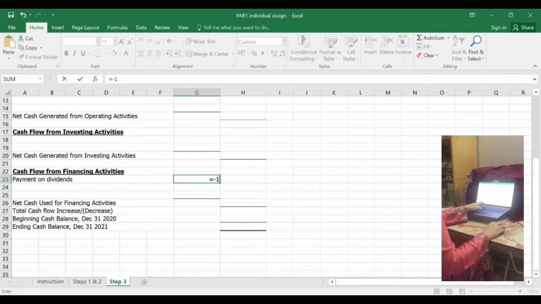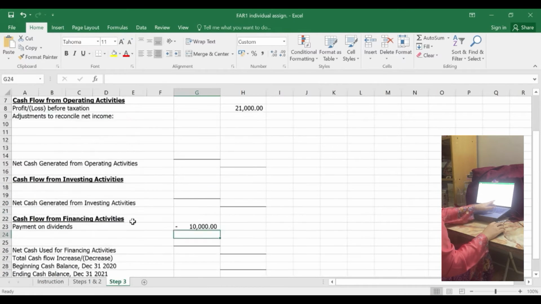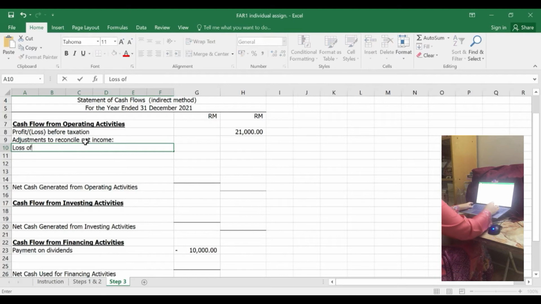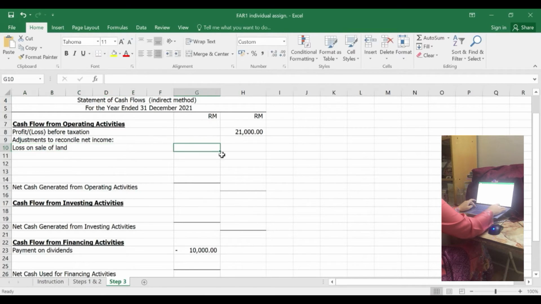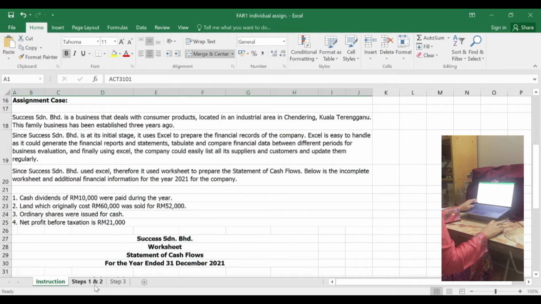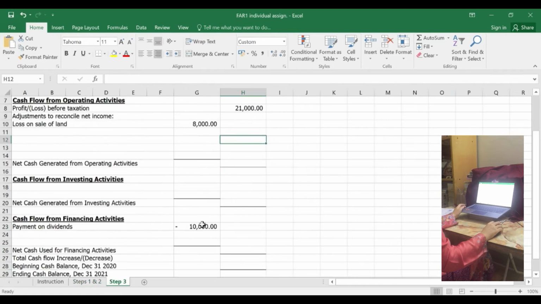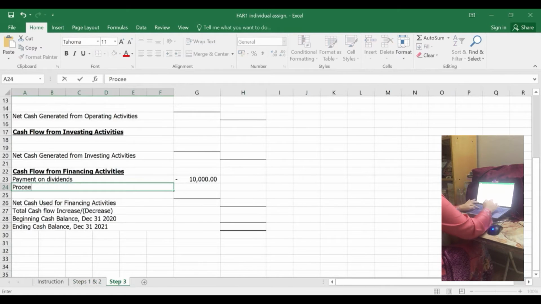The second information given is that the land which originally cost 60,000 was sold for 52,000, which means that we have a loss of 8,000 on selling the land. Since we are doing adjustment on reconciling item, the loss of land that is under the operating activities have to be added back. And lastly, the information given is that the ordinary share were issued for cash, and to get the amount we can see from the statement that we prepared before under the share capital account, that we have an increment of 10,000.